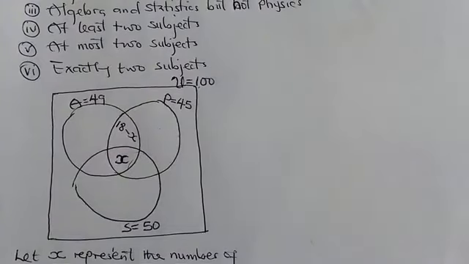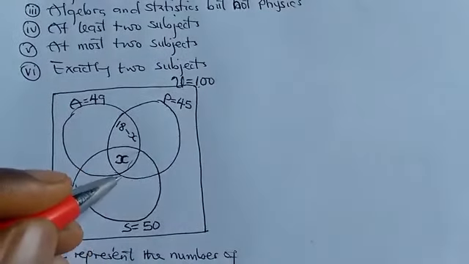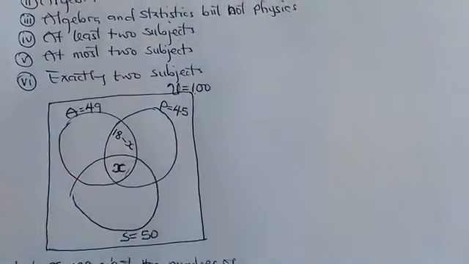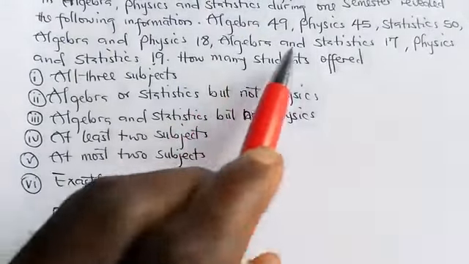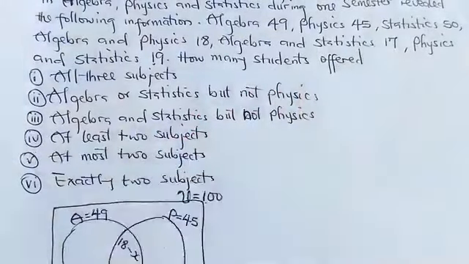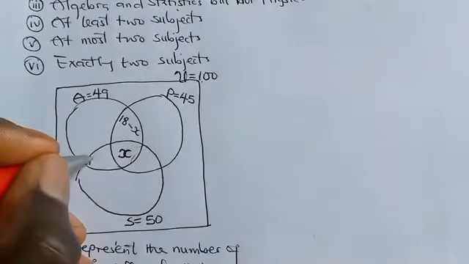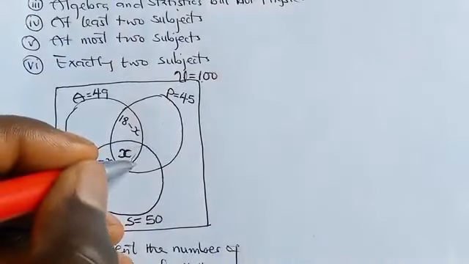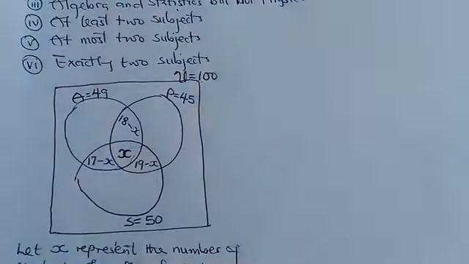And that applies to the rest of this point of intersection between two subjects. So for instance, algebra and statistics, we are told algebra and statistics is 17. So we also come back to our Venn diagram and say 17 minus X. Also for physics and statistics, we have 19 students, so we are going to subtract X from 19.